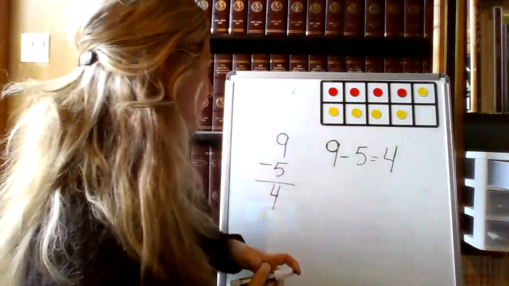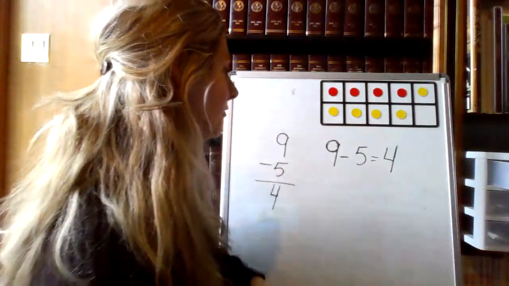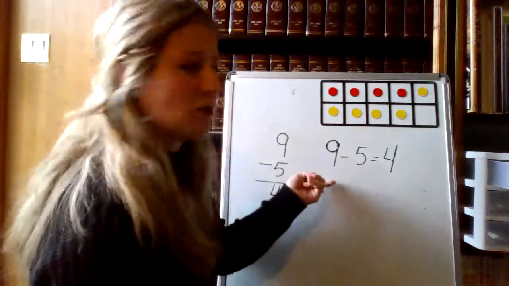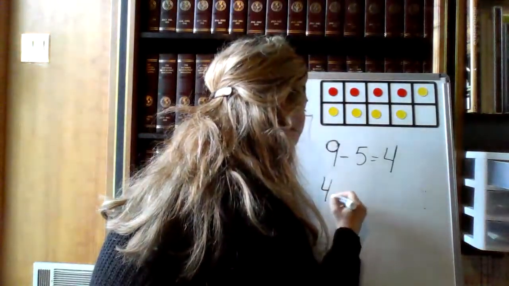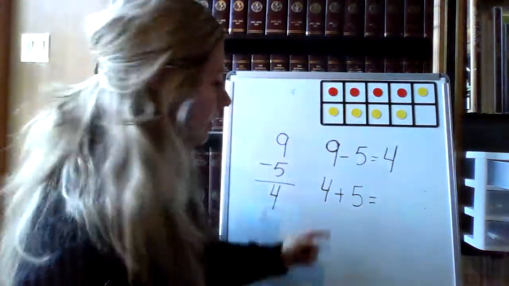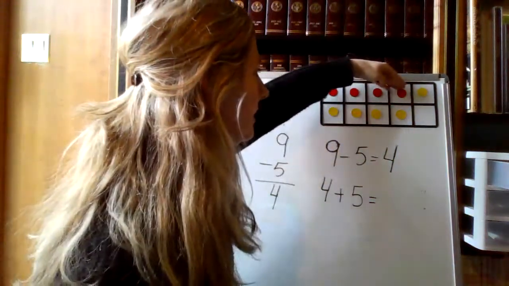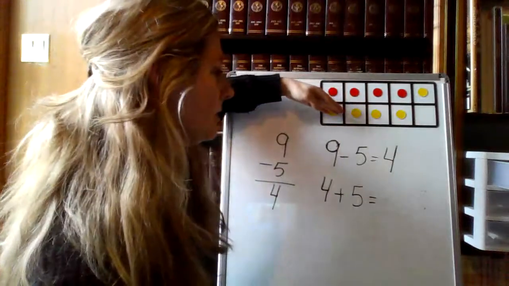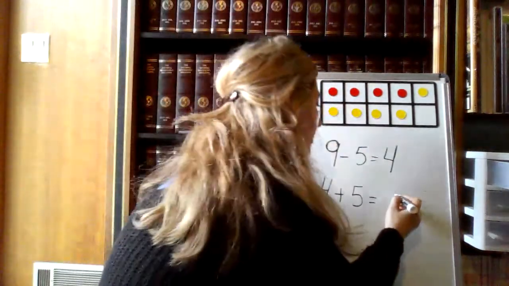Now I could also go like this. 4 plus 5. Just to make sure I'm doing this right, does 4 plus 5 equal 9? Well, I've got 4 here, and I've got 5 yellows. Does that equal 9? Yes, it does. So that's checking our work.